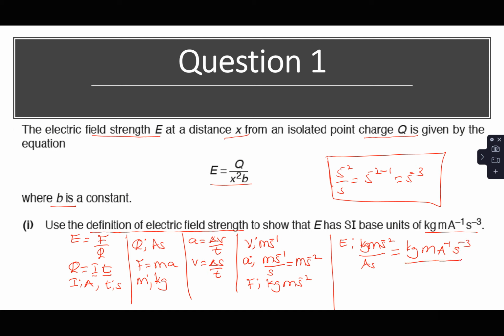So we have been able to show that the base units of electric field strength are kilogram meters per ampere per second cubed. That is from the definition. Okay, let's proceed to the next part.